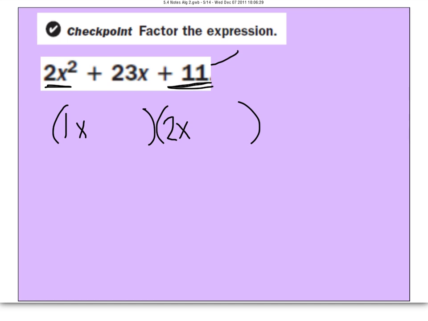11's prime, so only 11 and 1 make the right combination. But where do we put them? When we multiply this and this, it totals up to 23x.